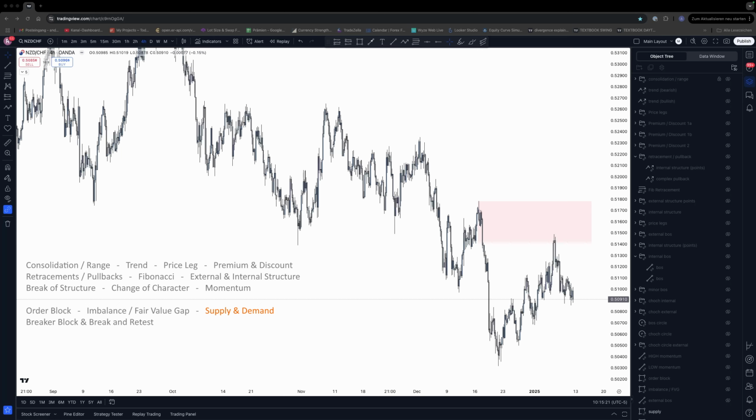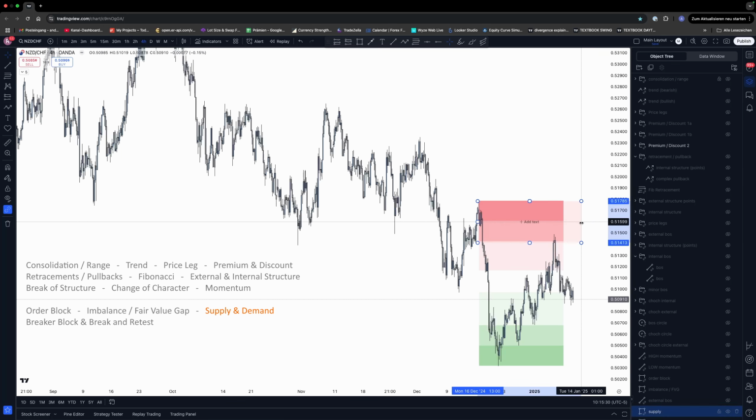And also what makes a supply more valid is being in premium of the external leg, which is the case here. Look, this supply area is at the extreme premium area of this whole bearish price leg. So this is a really good supply area.